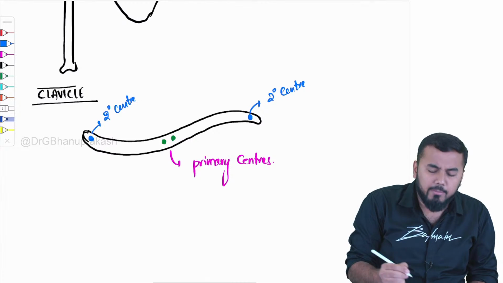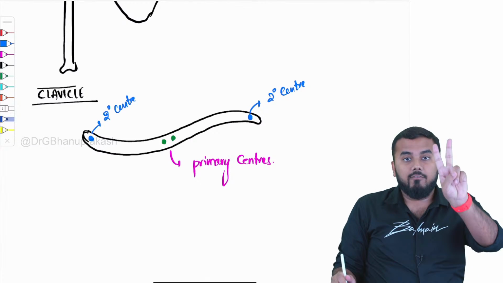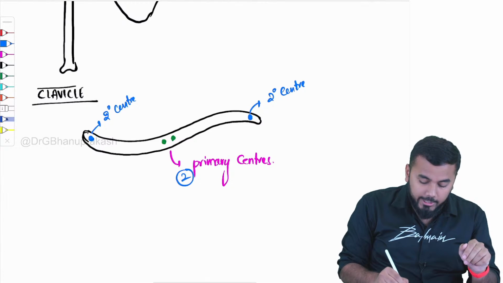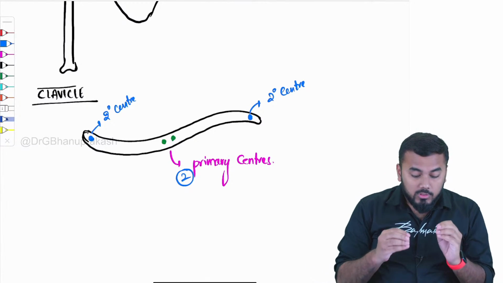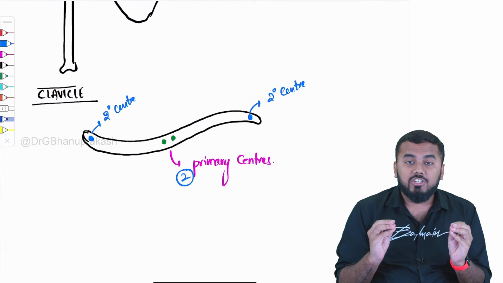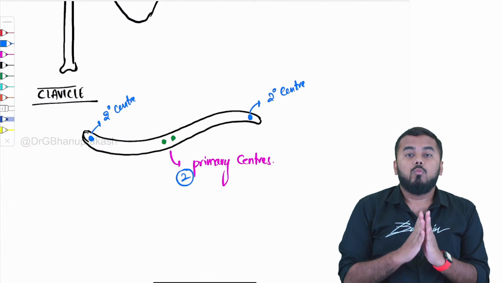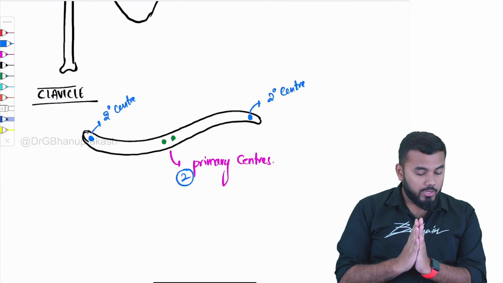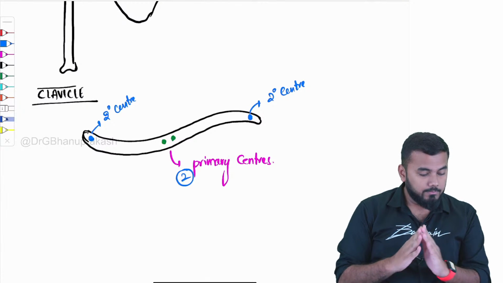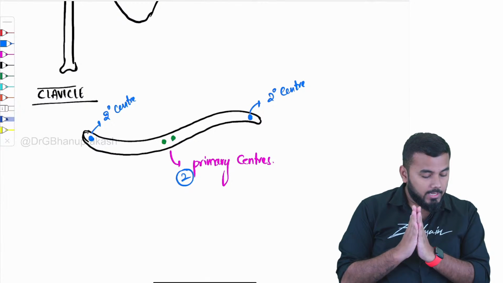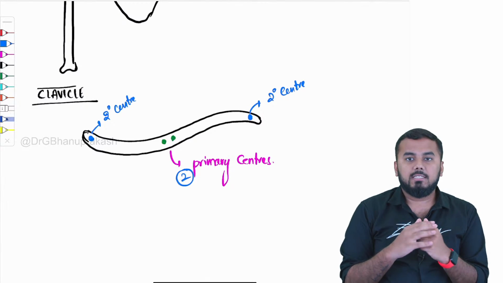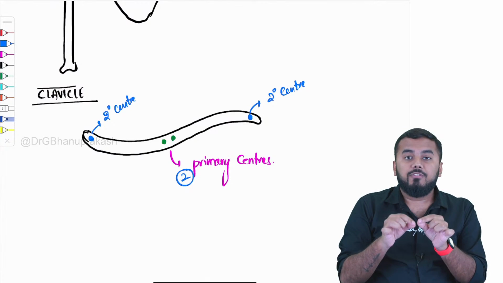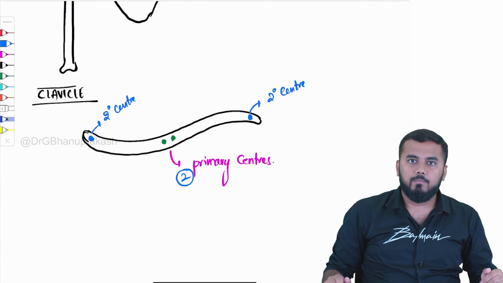So how many primary centers do we have in a clavicle? We have got two primary centers. How many secondary centers? We have got two secondary centers. So these are the centers of ossification. What do I mean by that? Keep this thing in mind. What is primary center in the sense, this is the point from where the bone starts developing.